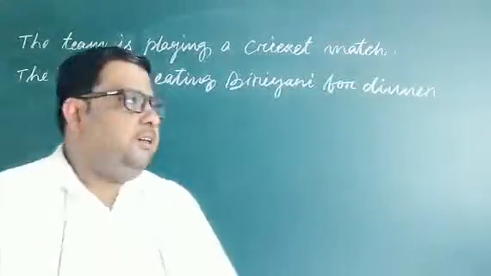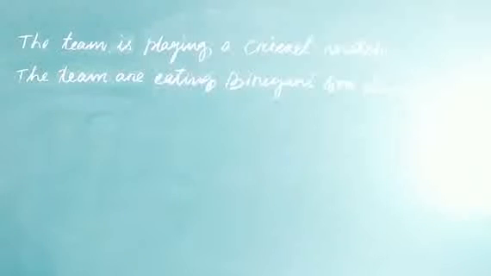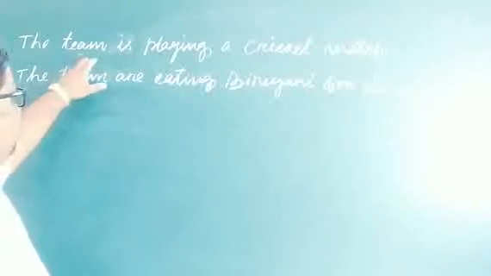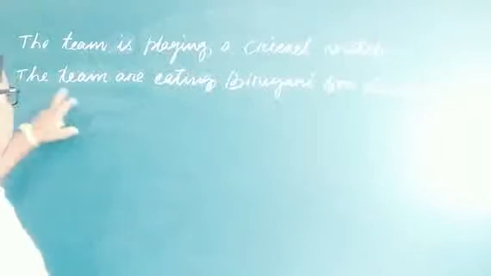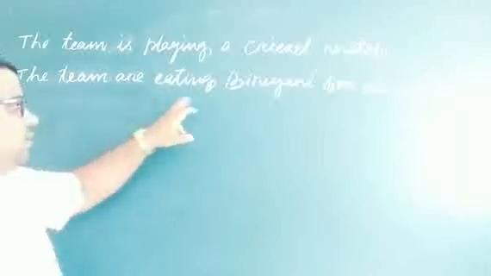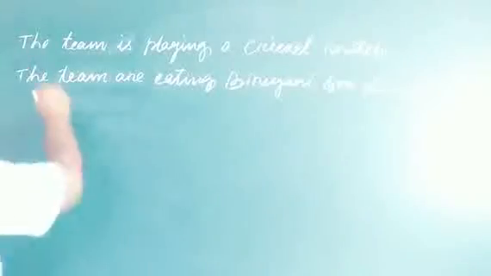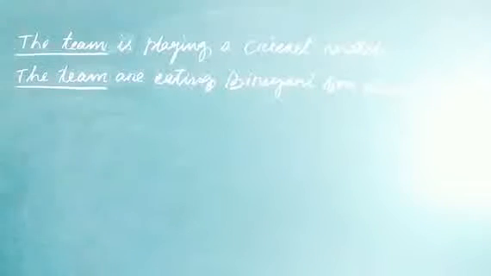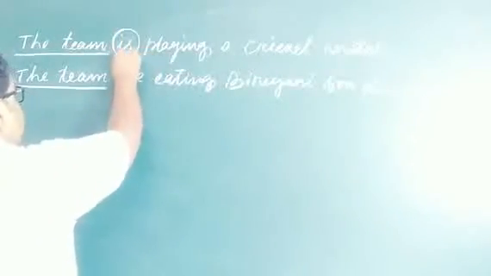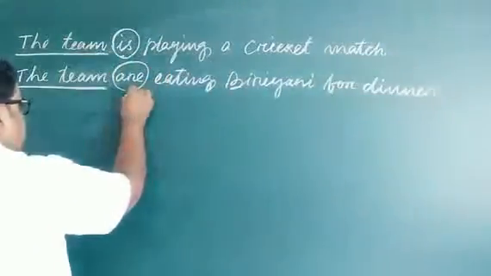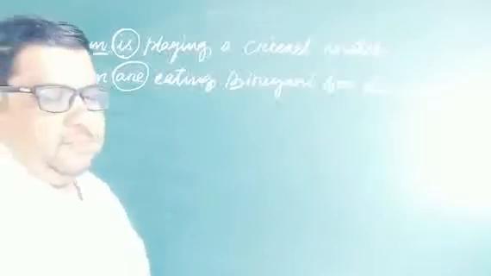Students, here there are 2 sentences. The first sentence is, the team is playing a cricket match, and the second sentence is, the team are eating biryani for dinner. In the first sentence, the subject is the team, and in the second sentence, the subject is also the team. But in the first sentence, the verb is, and in the second sentence, the verb is are.